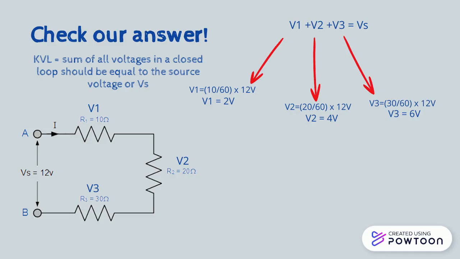As calculated earlier, voltage across R2 is 4 volts, and voltage across R3 is 30 ohms over total resistance, also multiplied by 12 volts to give 6 volts. Adding these three voltages together equates to 12 volts, which is our source voltage, therefore proving that R2 does in fact have a potential difference of 4 volts across it.